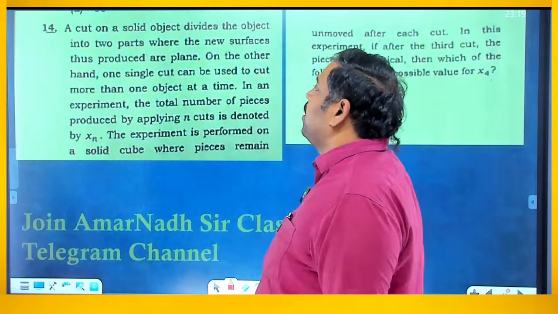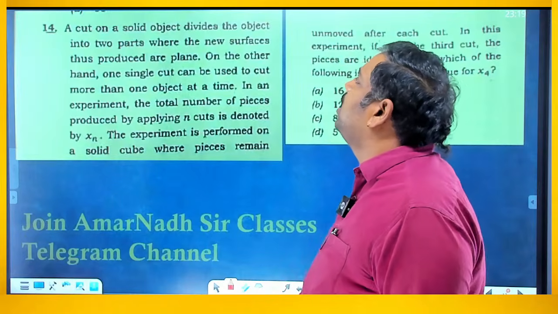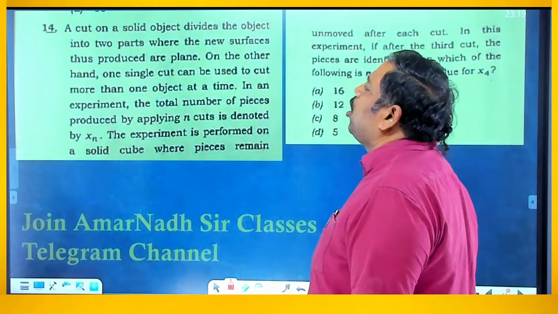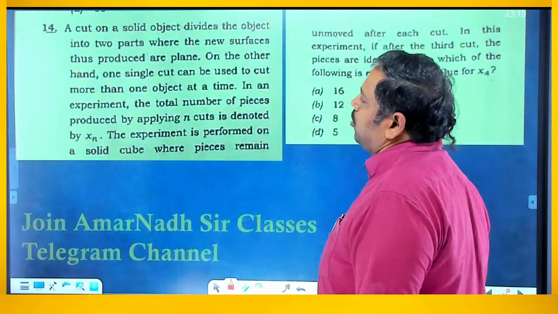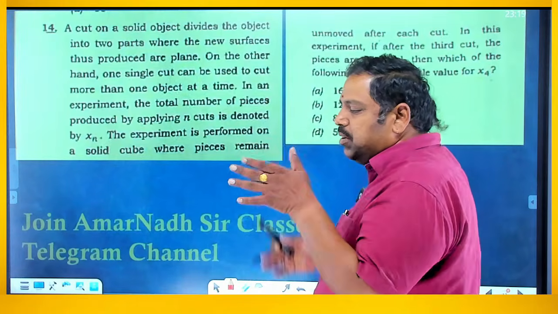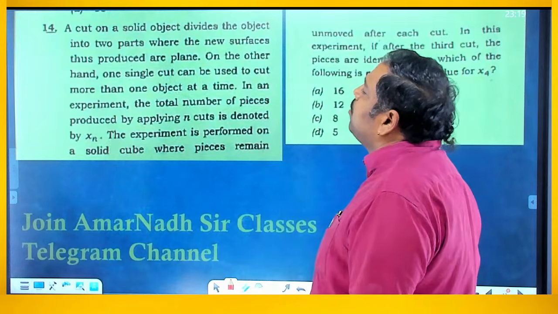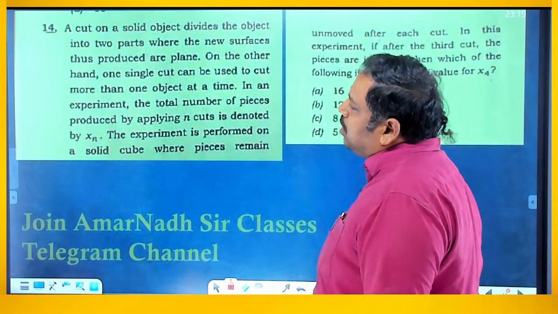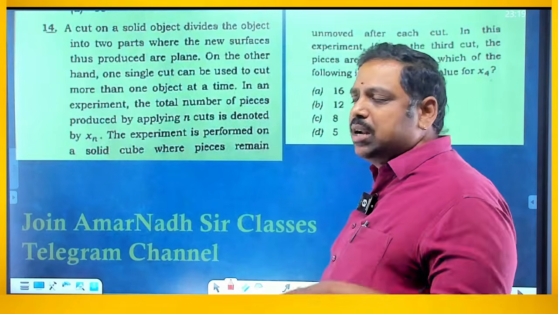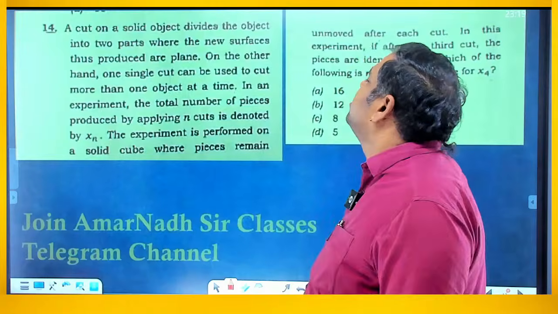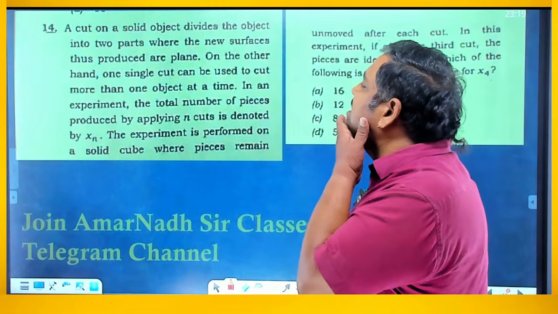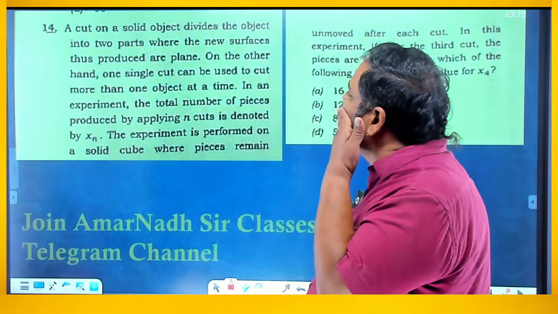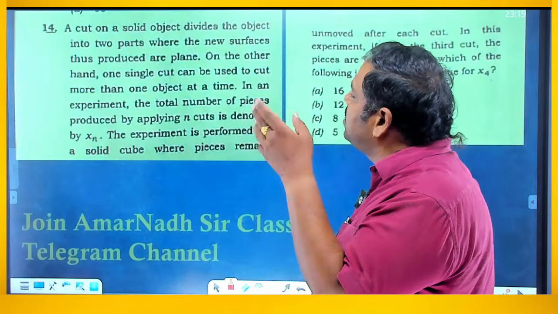A cut on a solid object divides the object into 2 parts. One cut means a solid object will be divided into 2 parts, where the new surfaces as produced are plane. Those are plane. On the other hand, one single cut can be used to cut more than one object at a time.